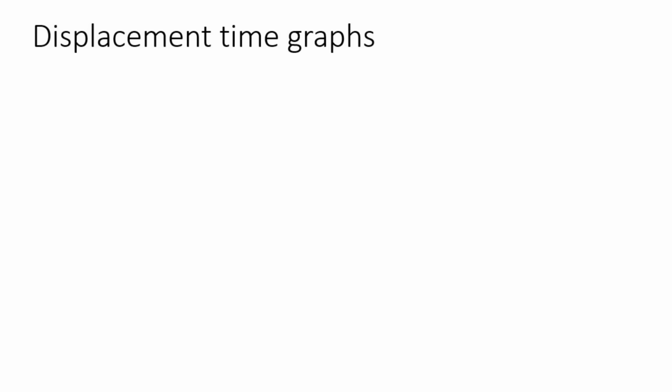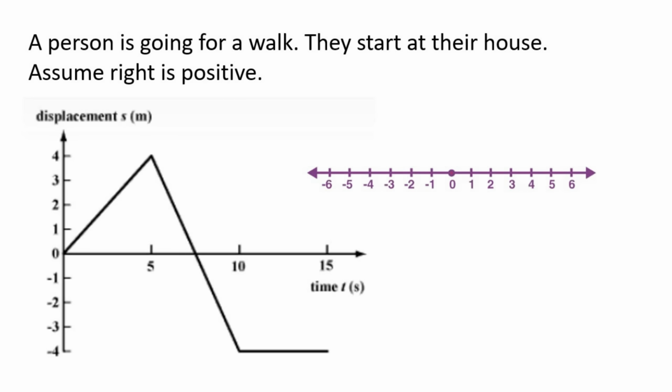So this lesson is going to be about displacement time graphs. So let's begin. Here we have a person that is going for a walk. They start at their house, so that means the starting position is their house. Let's just write that over there.